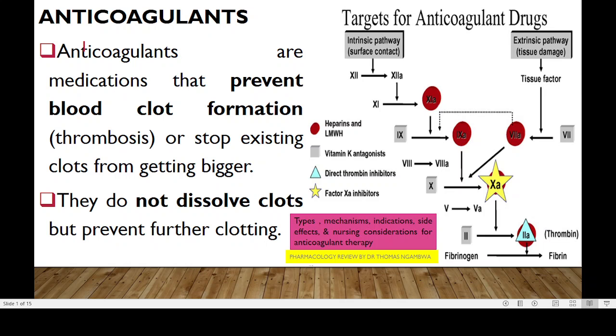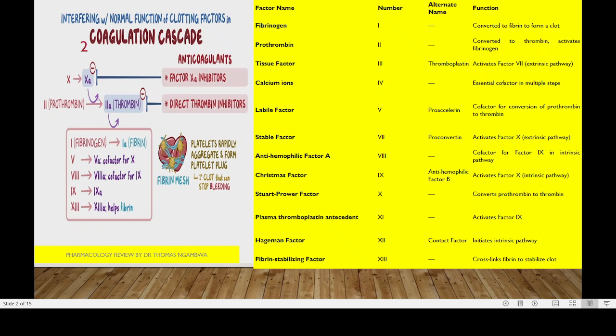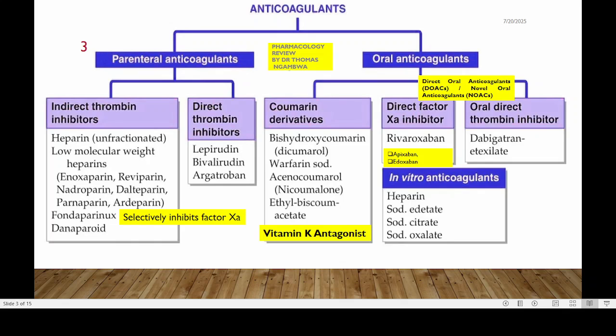So this topic will be relying mostly on the blood clotting factors, and I hope you still remember the 13 blood clotting factors that we need to know, starting from fibrinogen, which is factor 1, prothrombin, tissue factor, calcium ions, which are factor 4, labile factor, stable factor, antihemolytic factor A. Then we have the Christmas factor, the Stuart-Prower factor. We have the plasma thromboplastin antecedent, the Hageman factor, and lastly the fibrin stabilizing factor. You can see their alternative names and their functions.